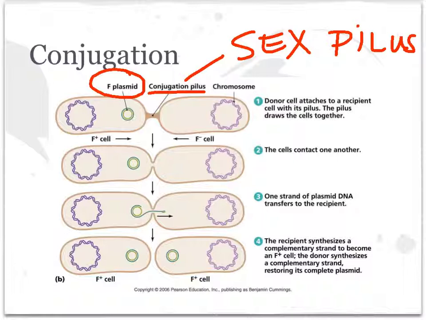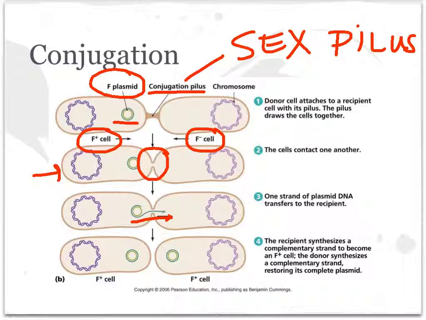And so this sex pilus ultimately creates this kind of channel or a connection point between two bacterial cells. And through this channel, the original bacterial cell that has this F plasmid, we're going to call it the F plus cell, sends the plasmid through the sex pilus, or the conjugation pilus, to an F minus cell, or a cell that does not have the F plasmid.